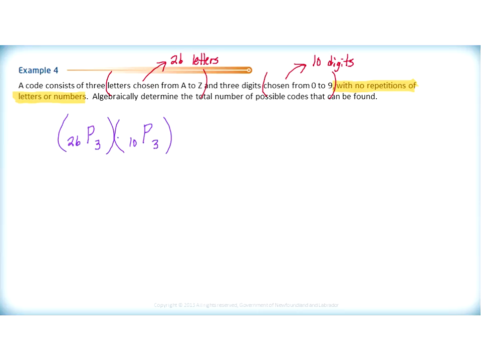Let's go back to the screen, and we'll write in these answers as part of our solution. You can use your calculator, and I think that is the easiest way to do the calculation, but we will also do it manually in a minute. So that would be 15,600 different permutations for which we can select the 3 letters from A to Z. There are 720 possible ways in which we can select 3 digits from a set of 10. 15,600 multiplied by 720 is equal to 11,232,000 possible codes.